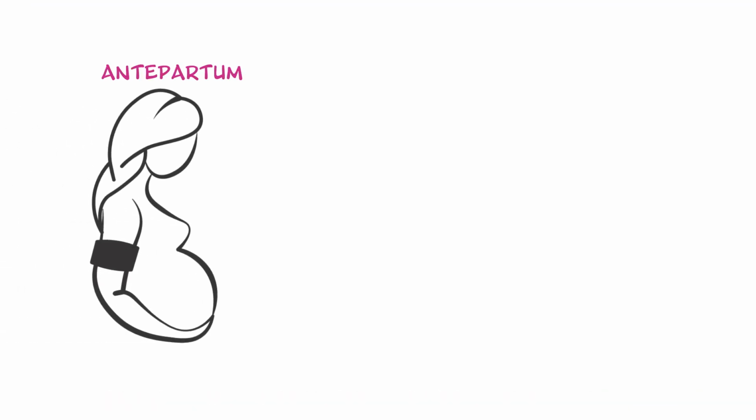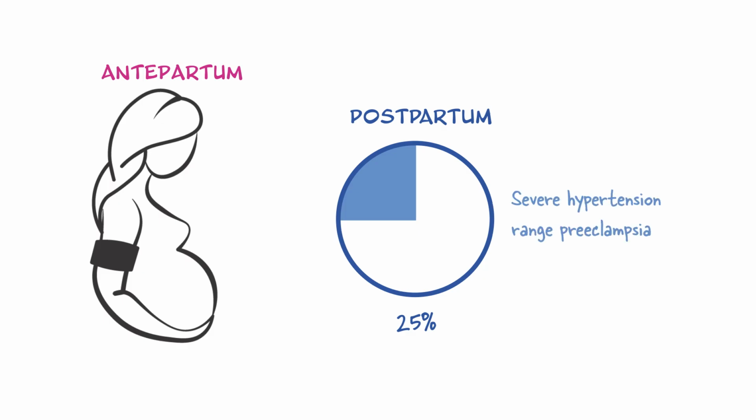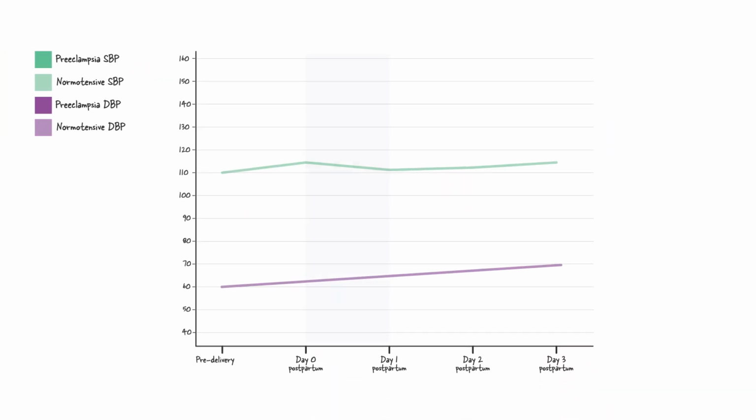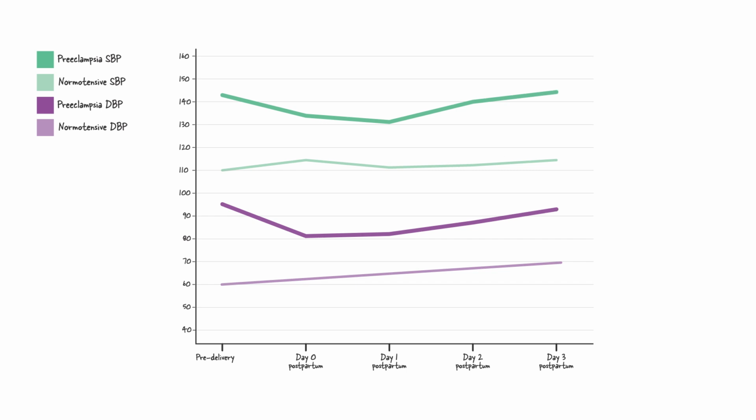Although most patients with preeclampsia present antepartum, up to 25% of patients will present with hypertension in the postpartum period and may present with severe hypertension range preeclampsia. Although in the immediate postpartum, the blood pressure usually shows a transient reduction, this is usually followed by a rise in blood pressure between 3 and 7 days postpartum.